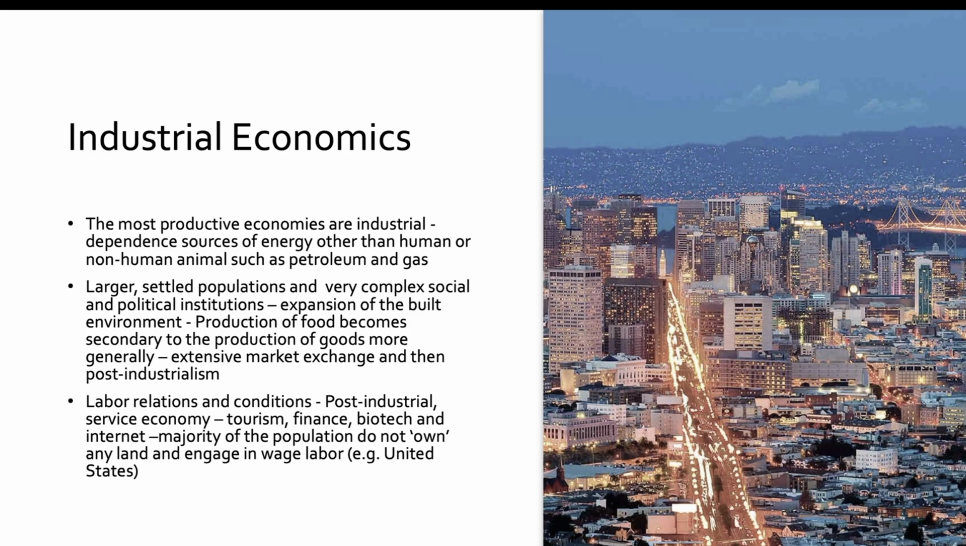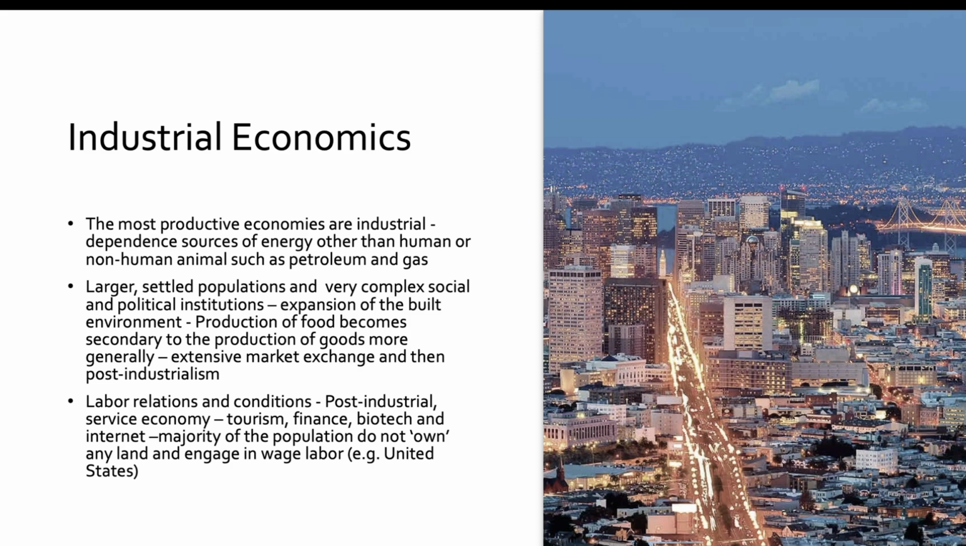And industrial economies are associated with large, settled populations. They lead to extremely complex social and political institutions. They lead to the expansion of the built environment in some of the largest urban areas and metropolises that humans have ever developed. In fact, in industrial economies, food is quite secondary to the production of goods more generally. So the economy becomes tied to those desires much more than the basic needs of the human population. So you get extensive market exchange.